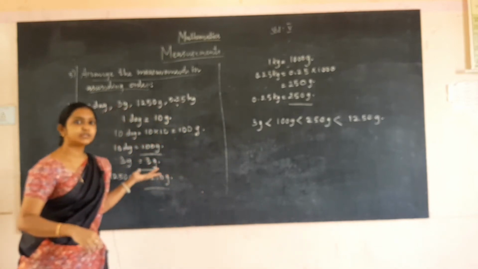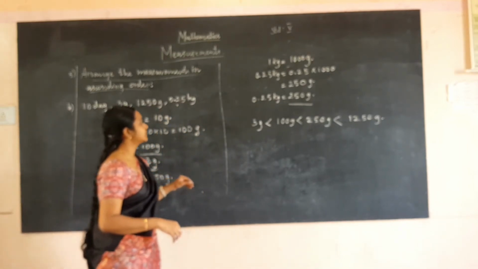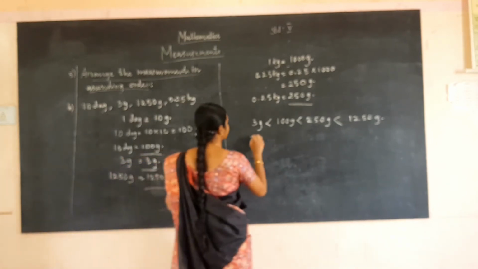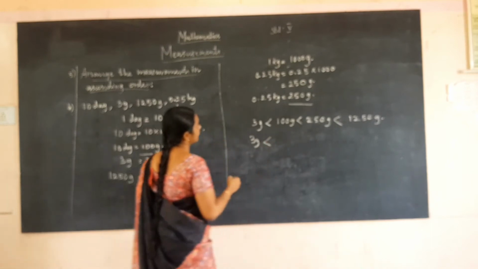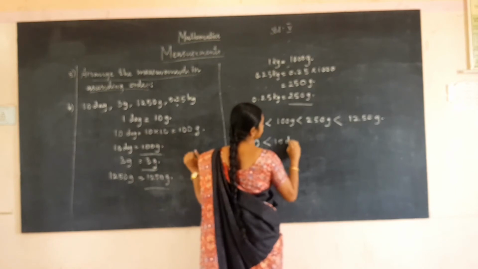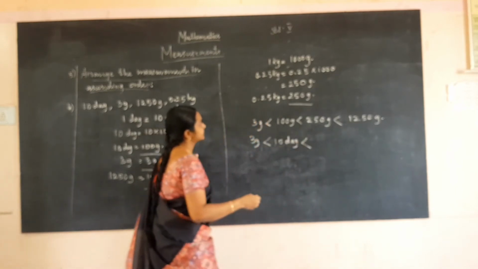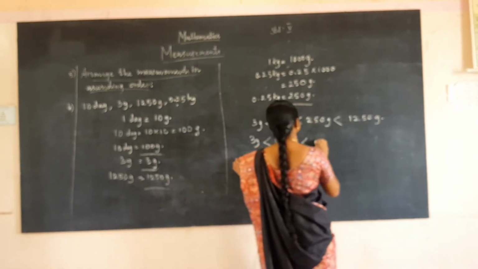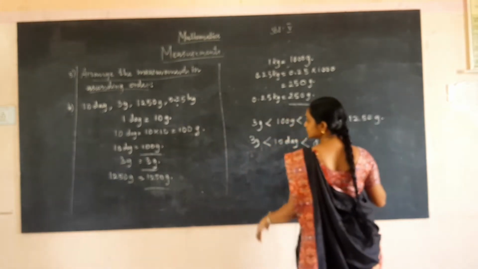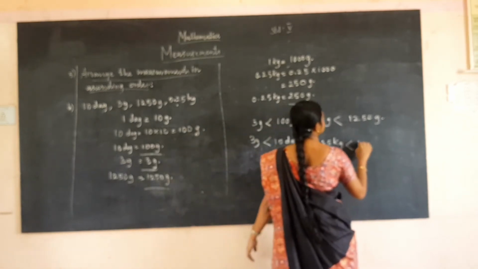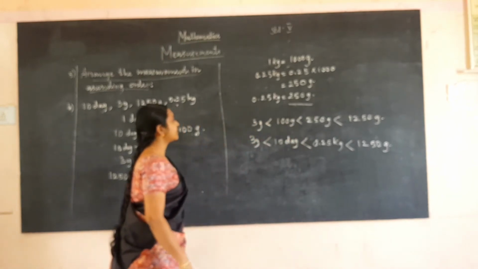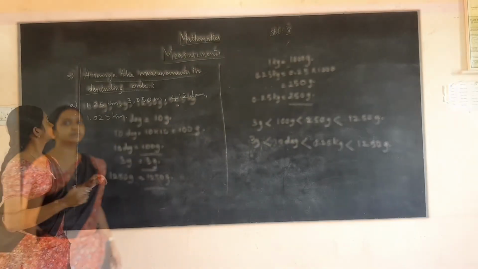Now convert into the numbers that are given in the question. 3 gram means 3 gram only. 100 gram means it is 10 decagram. 250 gram means it is 0.25 kilogram. And 1250 gram means it is 1250 gram. That is what is given in the question. So we have arranged it into ascending order.